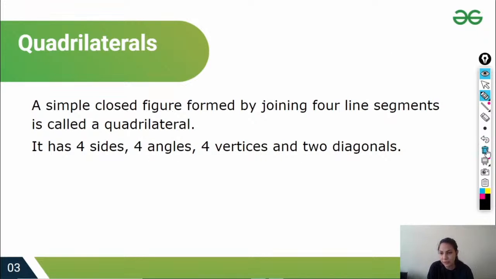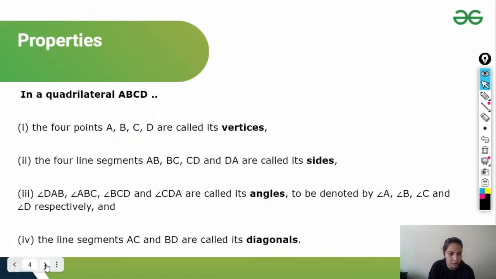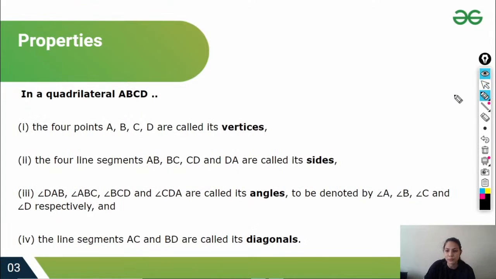Now let us move to the properties and types of quadrilaterals. Now, the main properties of a quadrilateral. Here I will first draw a diagram of a quadrilateral. Let's take a basic quadrilateral.